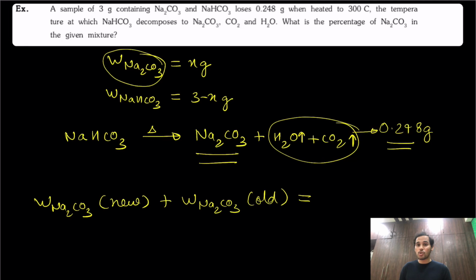How much is it reducing from 3 grams? 0.248 grams. So this is 3 minus 0.248 gram. So this will be 2.752 grams. Now what is the weight of Na2CO3 old?